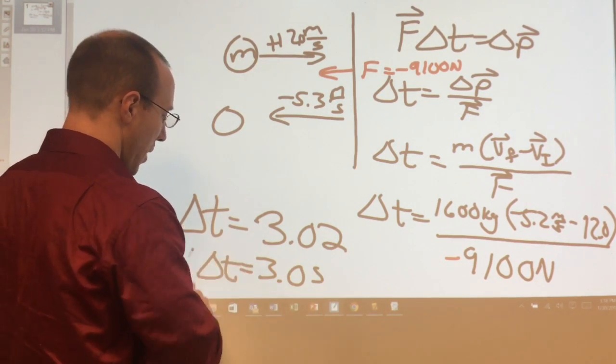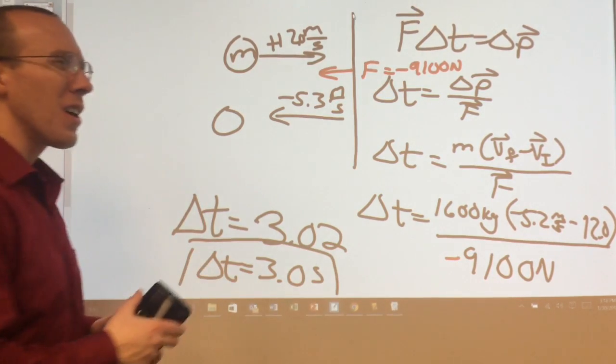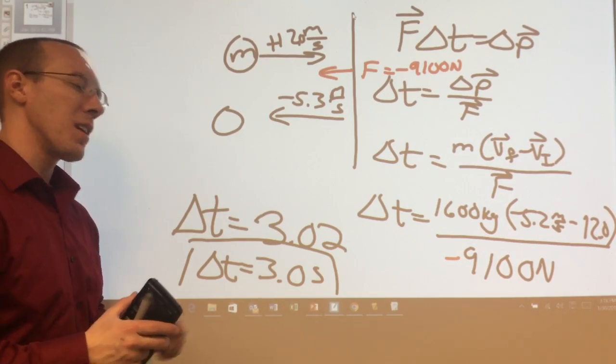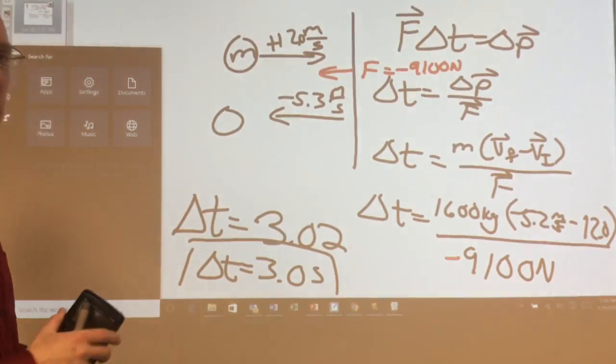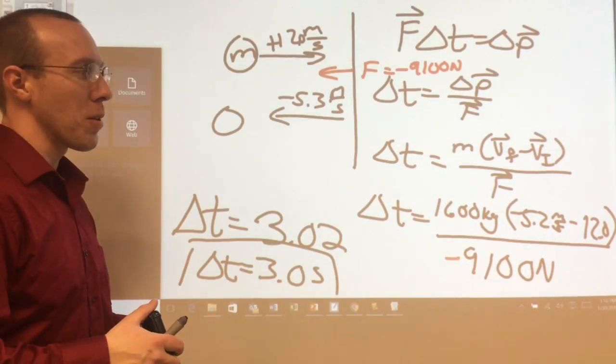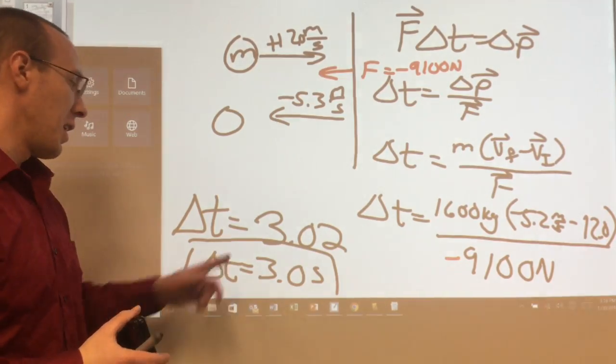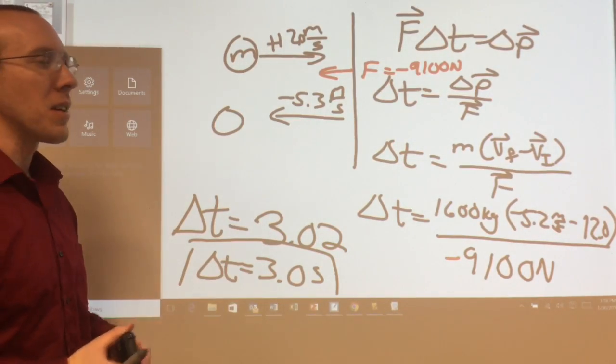Now you may ask, wow, 3 seconds? If a car hits a wall and lasts on the wall for 3 seconds, 1, 2, 3. Is that a long time? Yes. The numbers in the problem were probably a little bit off from what they should have been, but this would be the time that we get based on these numbers.